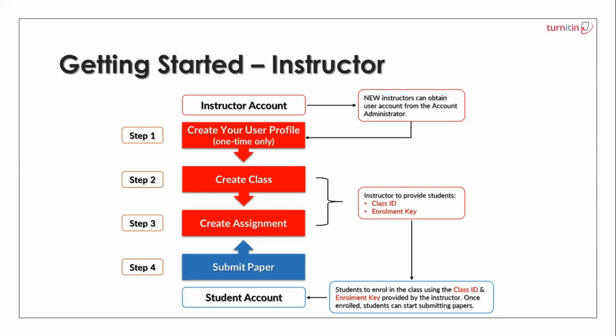After you create a class and assignment, you only need to share your class ID, on the right here, and the enrollment key. The enrollment key is something like a password. You only need to share the class ID and password with your students. Then your students can join your class with this information you provided. This one I will cover later. The class ID is automatically generated, and the class ID is unique.